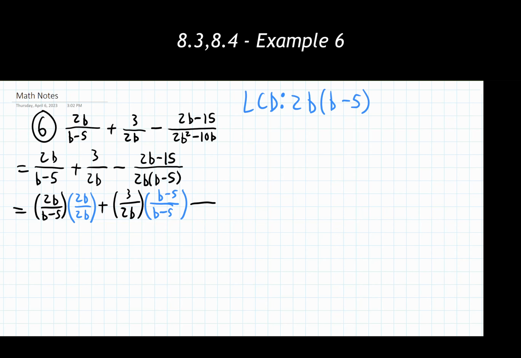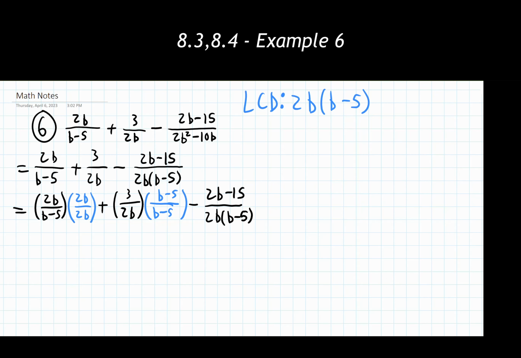And this last one that we have, I should probably just write a subtraction sign, there we go. This last one is already written to be that lowest common denominator. So nothing needs to change with that last rational expression. So I'm just bringing it down exactly as it is. Nothing changing at all.